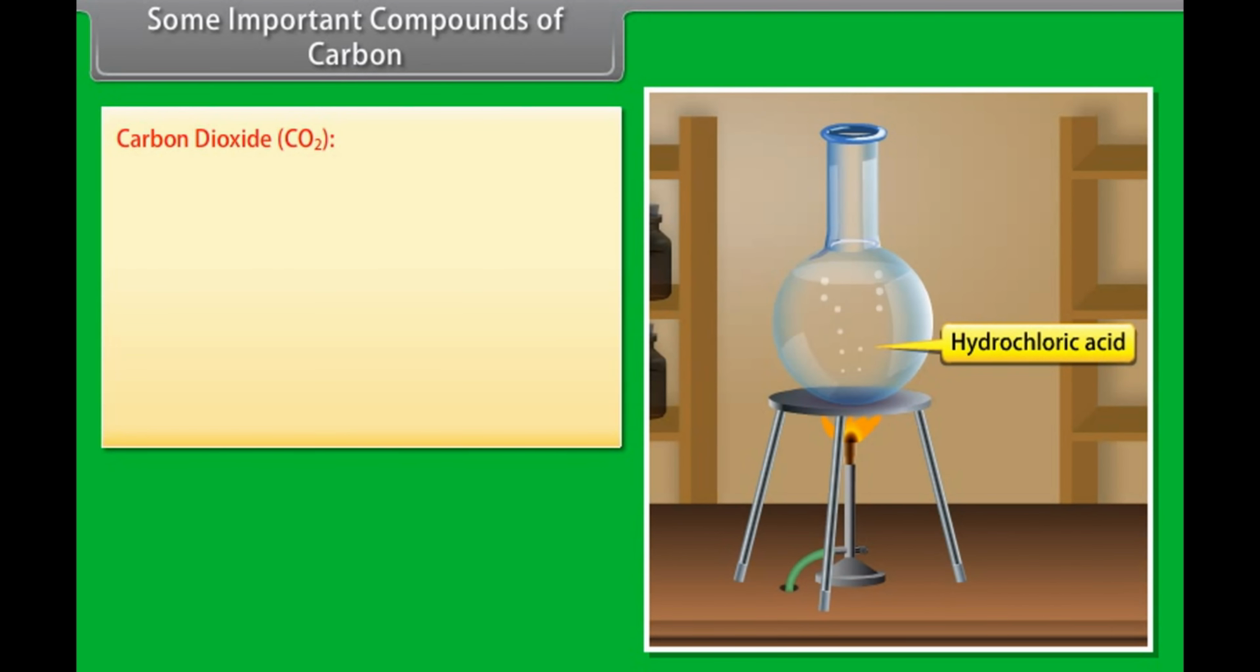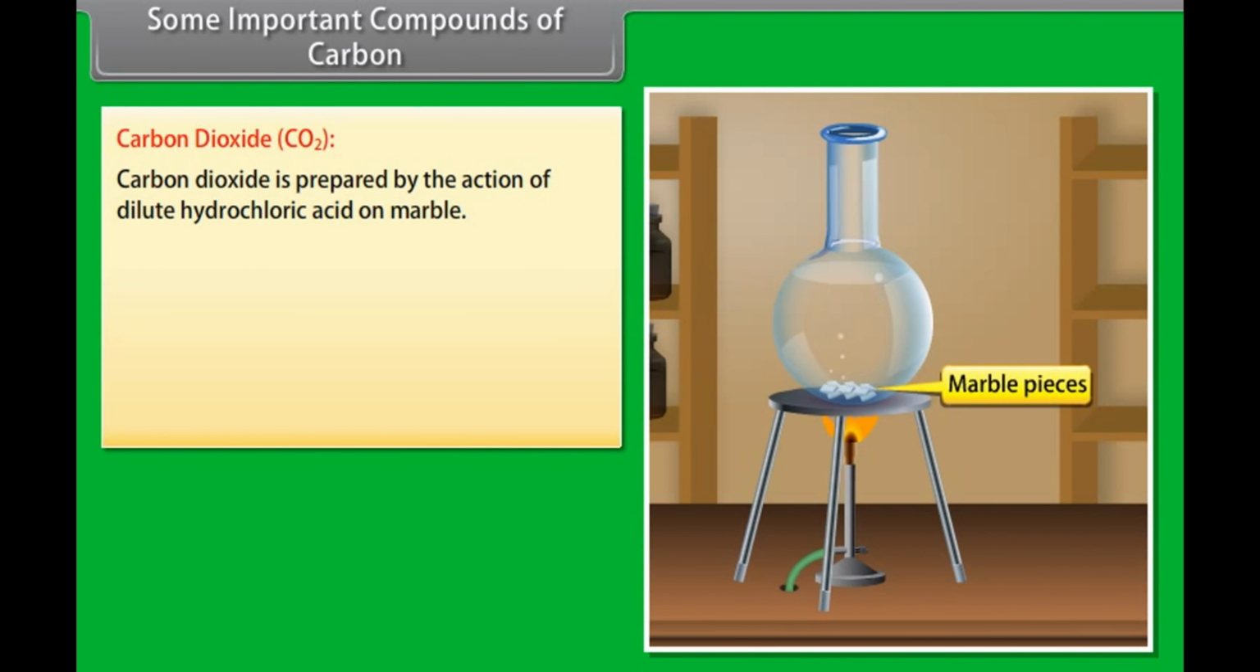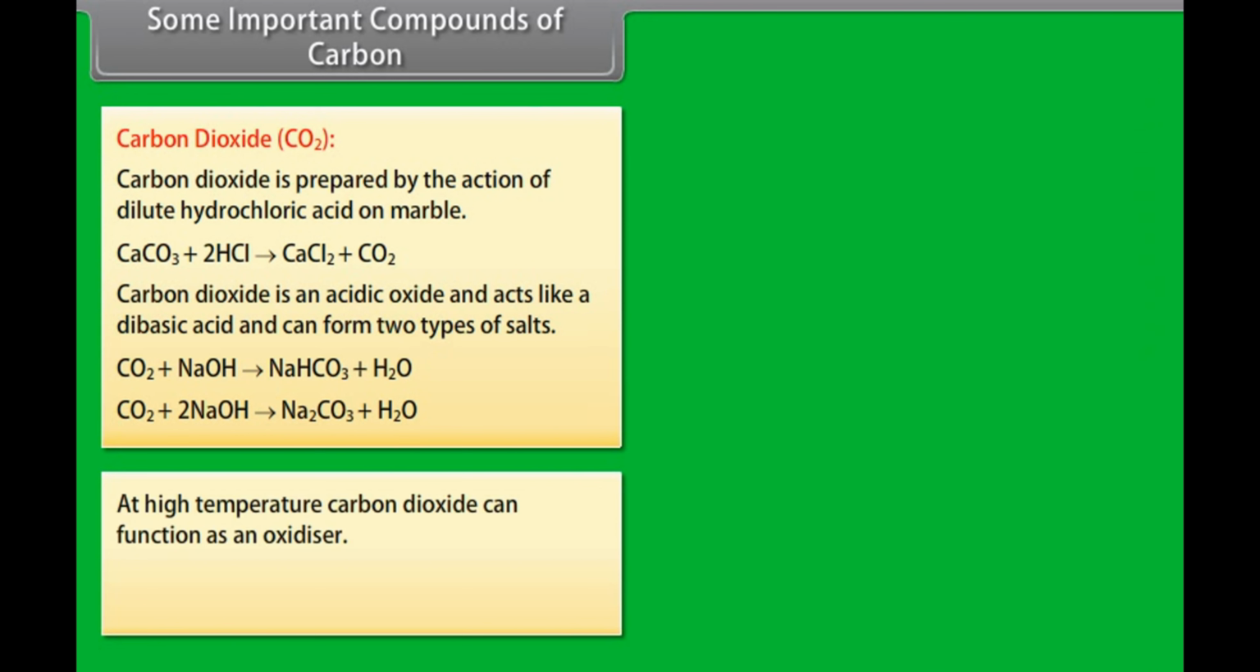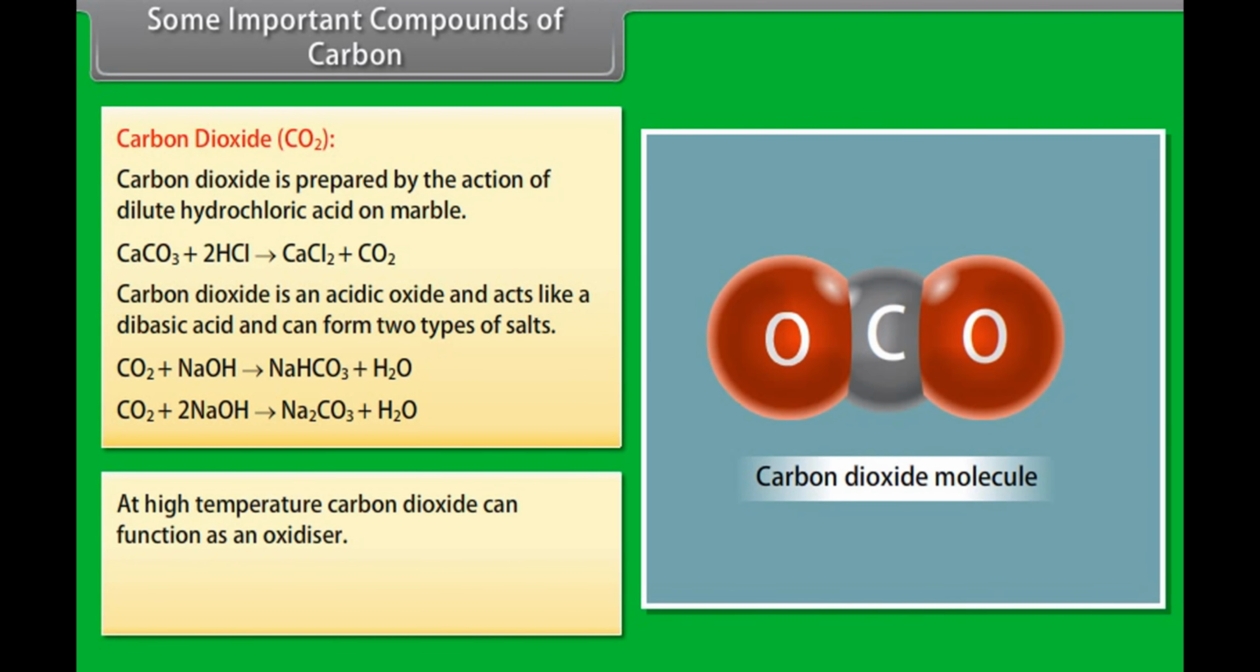Carbon dioxide. Carbon dioxide is prepared by the action of dilute hydrochloric acid on marble. Carbon dioxide is an acidic oxide and acts like a dibasic acid and can form two types of salts. At high temperature, carbon dioxide can function as an oxidizer.